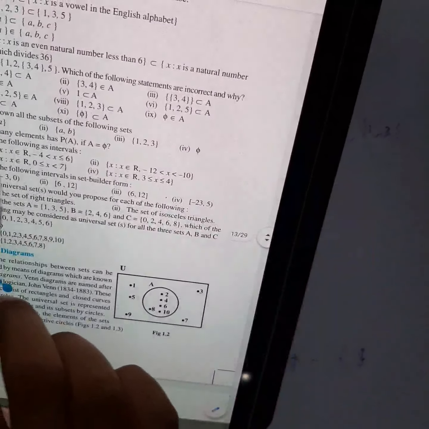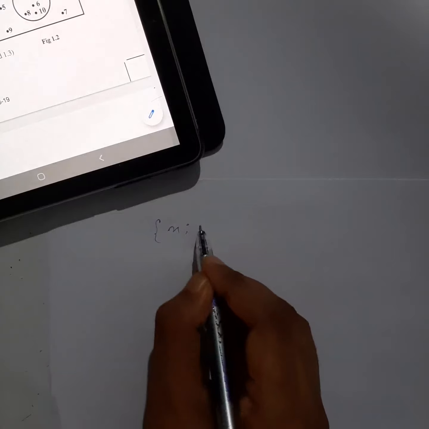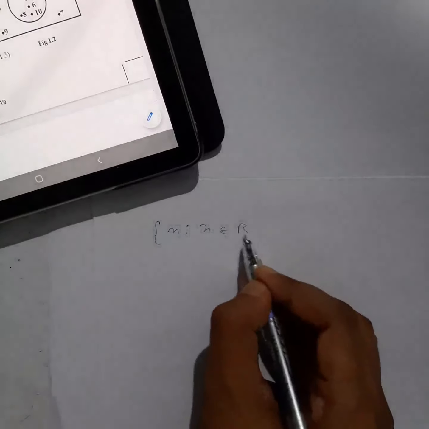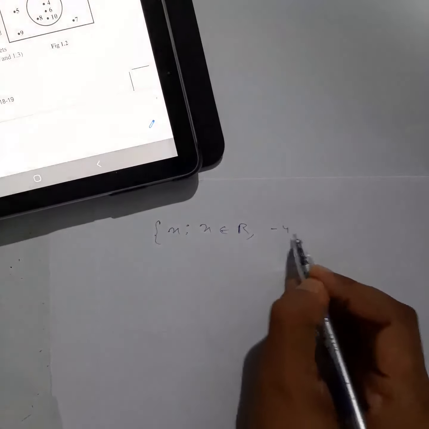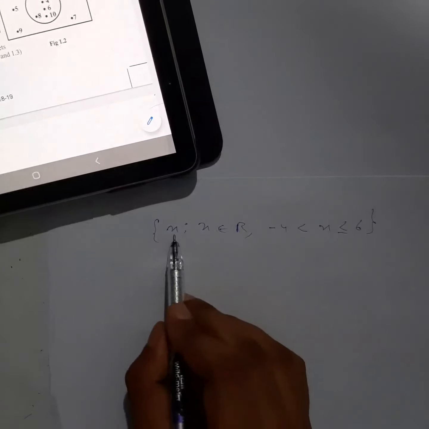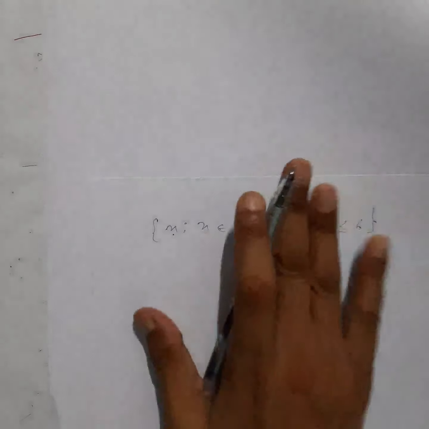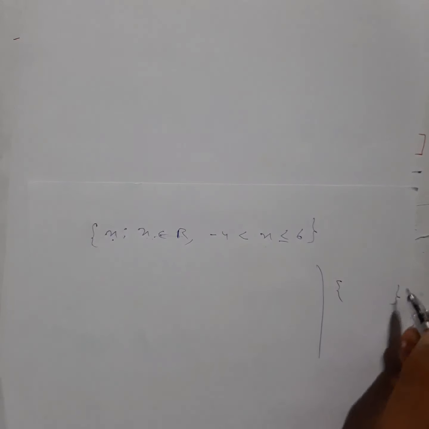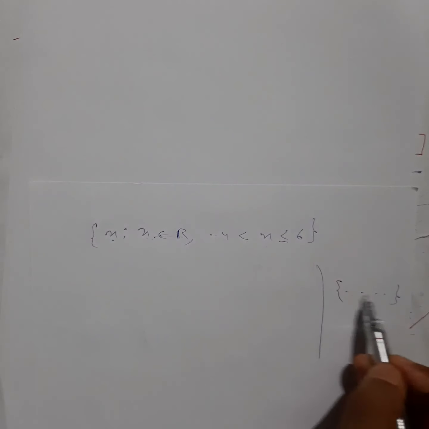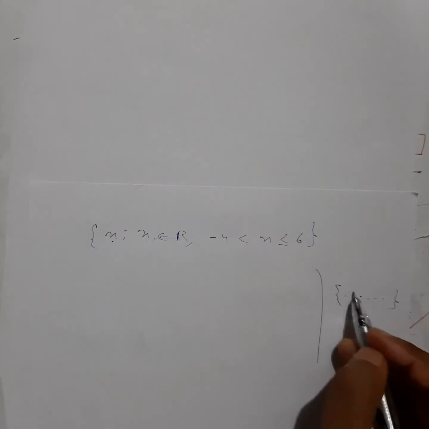Number 6, write the following as an interval. Remember, you have open interval and closed interval. In this set, x belongs to the set of real numbers, minus 4 less than x less than or equal to 6. So this is a set in which the element is x. Now what is x? X belongs to R, they have said. If I stop here, x belongs to R means infinite elements will be there. You know the set of real numbers, how many elements are there? Infinite. All whole numbers, natural numbers, fractions, rationals, all numbers will come here, right?